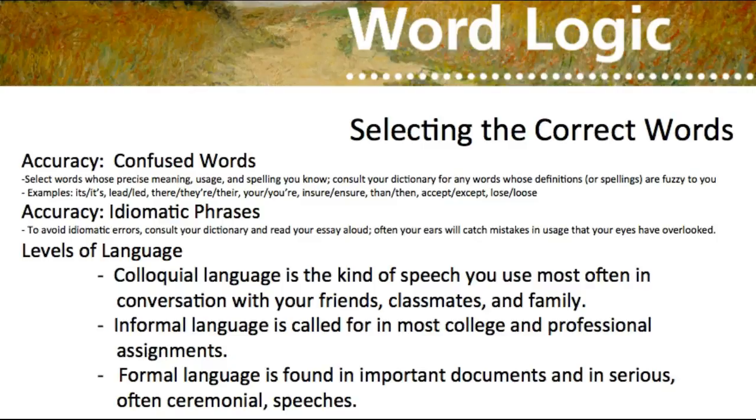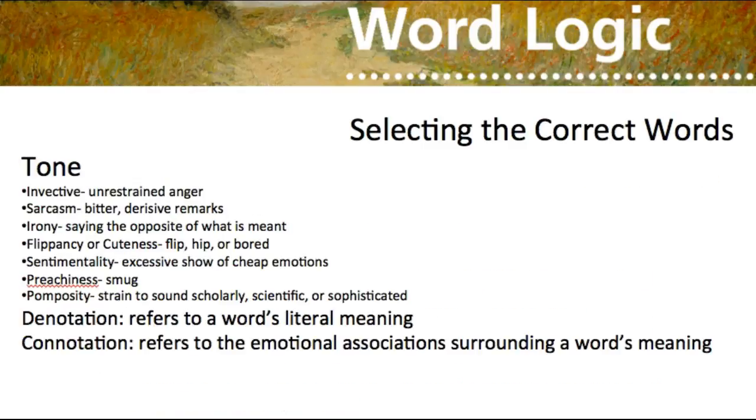So think about your levels of language. Colloquial language is the kind of speech you use most often in conversation with your friends, classmates, and family. Informal language is called for in most college and professional assignments. Formal language is found in important documents and in serious, often ceremonial speeches. So we are doing formal writing, but the language is in between super formal, which would be ceremonial, and the way you would talk to a friend. So don't confuse informal language with informal writing.